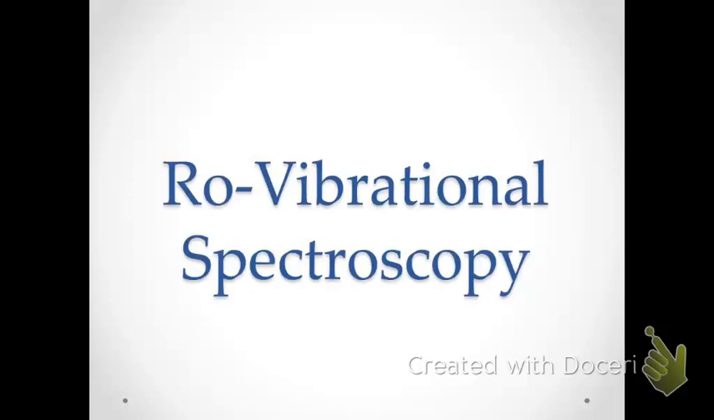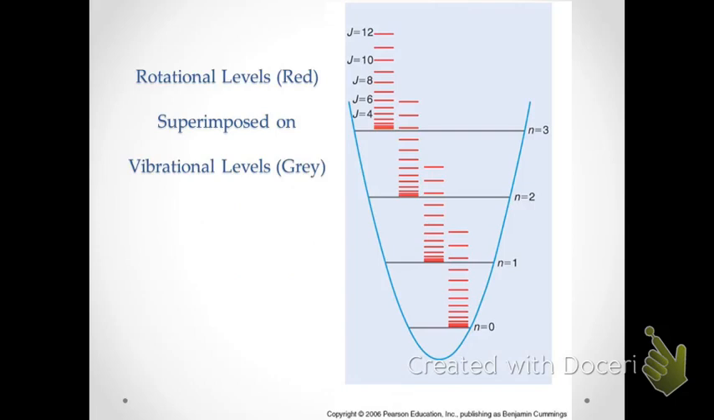In this video we discuss a merger of rotational and vibrational energy to form what we call Ro-Vibrational Spectroscopy. This diagram shows the vibrational and rotational energy levels superimposed upon a harmonic parabolic potential. In this situation, the rotational energy levels are represented in red, and the vibrational energy levels are represented in gray.